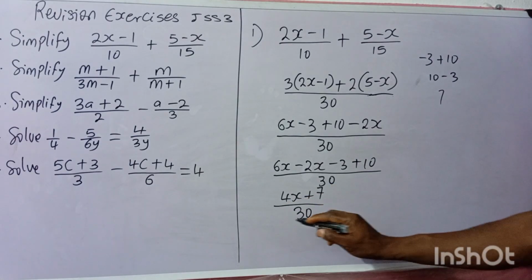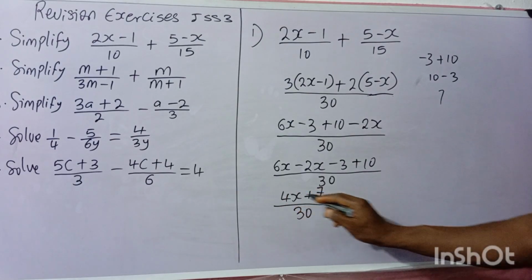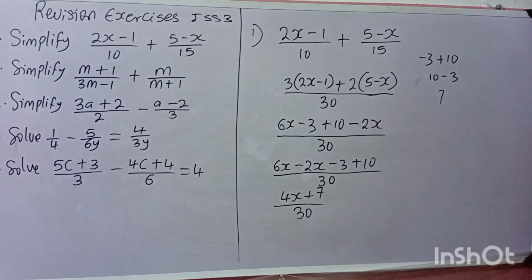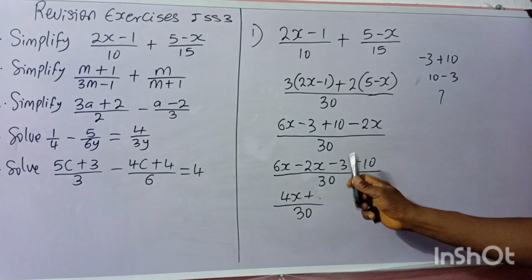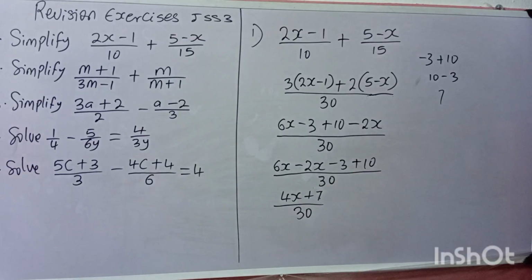And there is nothing we can do further here. This becomes the answer to the question: 4x plus 7 all over 30. And that is the solution to the question. 4x plus 7 all over 30. That is the solution to the first example.